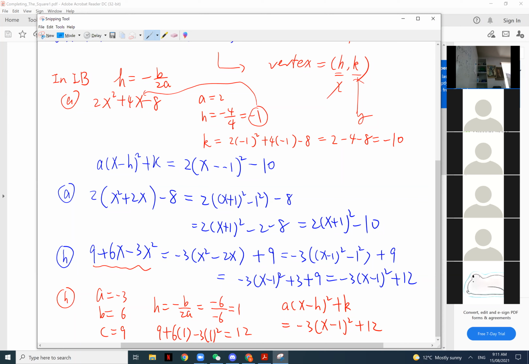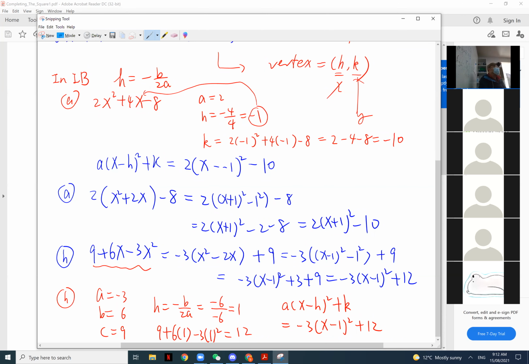Very important in algebra. Other questions are homework. Of course, you can use any method. If you can work out the method, it doesn't matter. h is the x value, k is the y value of the vertex.